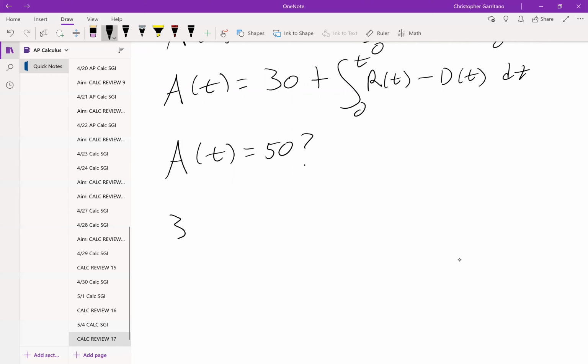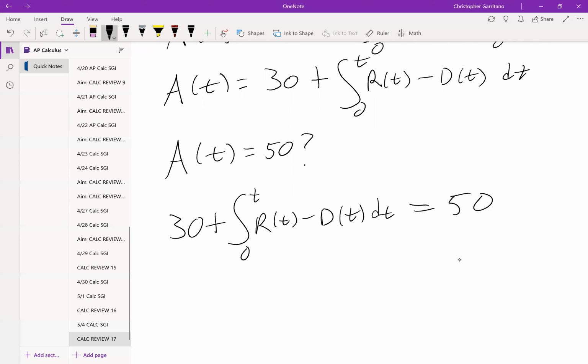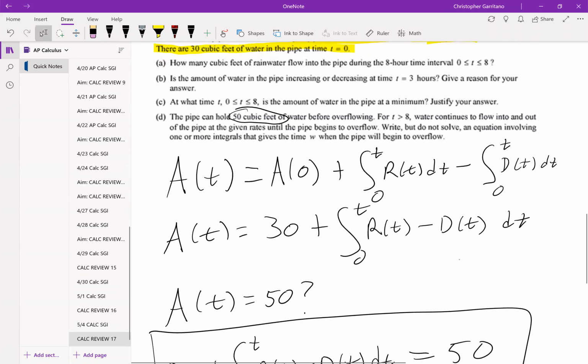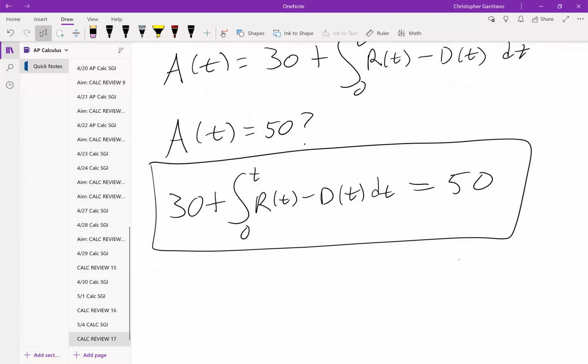So all we're going to do is take our 30 plus the integral from 0 to t of R of t minus D of t dt. We're going to take that expression and set it equal to 50. And there you have it. That's your final answer. That satisfies the task of writing, but not solving, an equation involving one or more integrals that gives the time w when the pipe will begin to overflow. So they want time w, so your upper limit of integration can just be w.